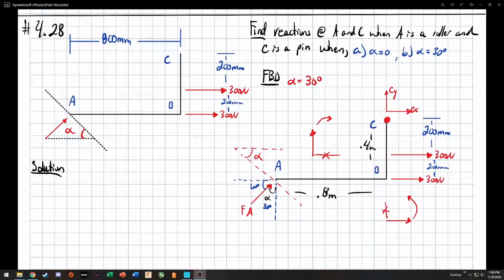Alright guys, good afternoon. We are going to be going over Chapter 4 again for Exam 2 review. This one's going to be our number 4.28. This one will be in your book.